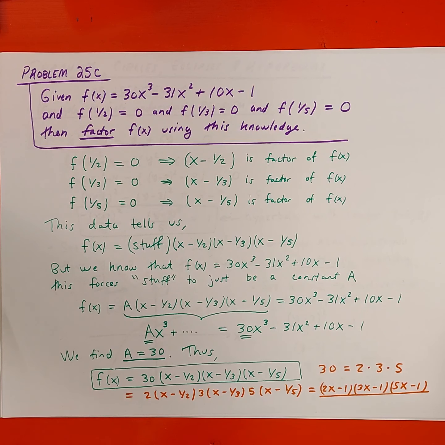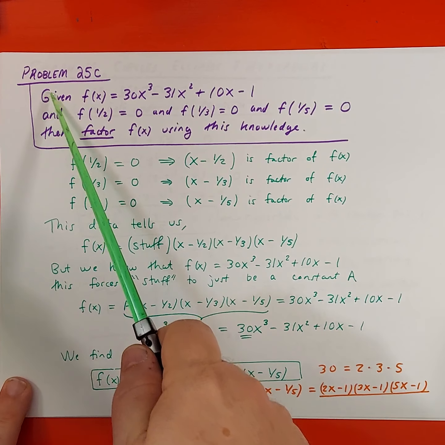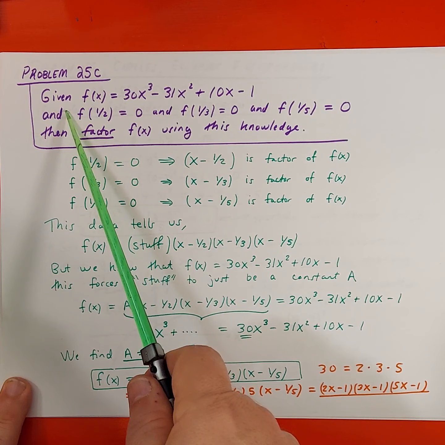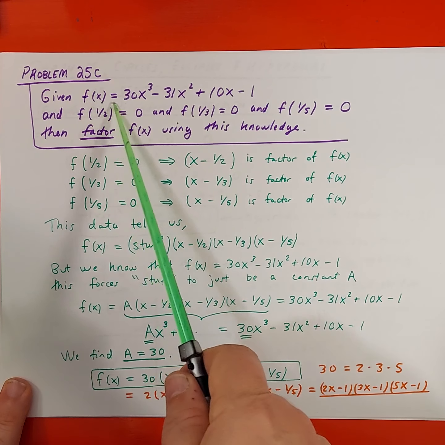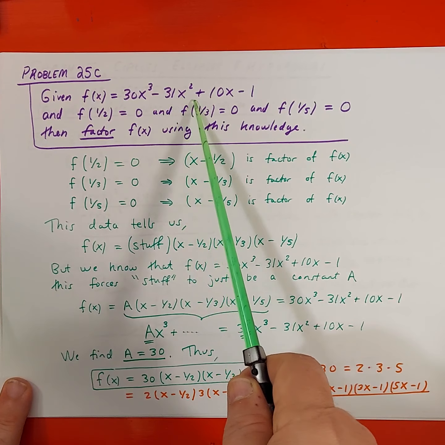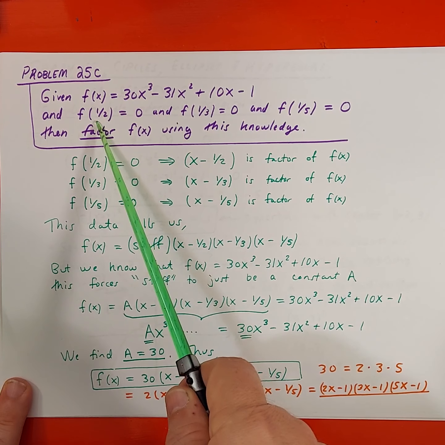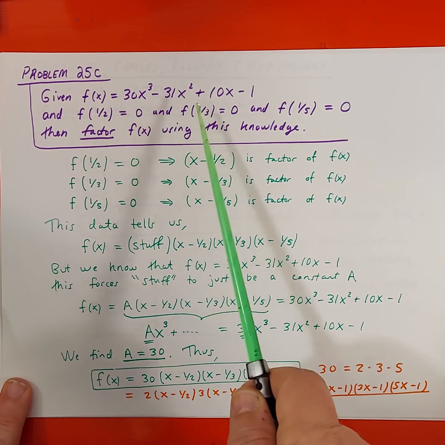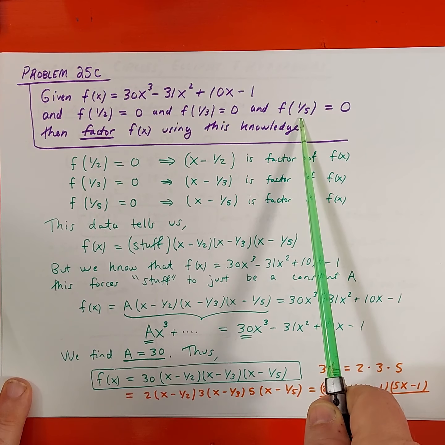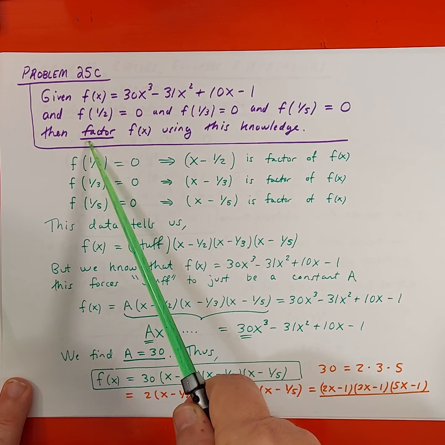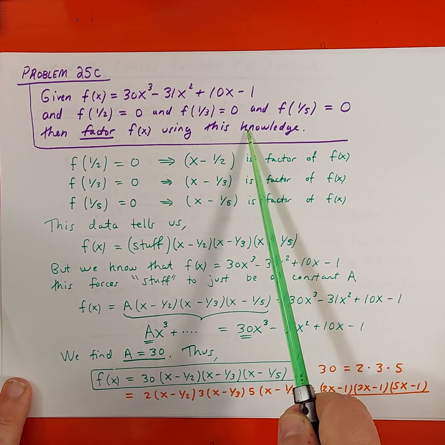All right, so I wanted to make you guys a short video about a couple questions. One was problem 25C, and so here's the problem. Given f of x is 30x cubed minus 31x squared plus 10x minus 1, and you also know that f of a half is 0, f of a third is 0, and f of a fifth is 0. We're supposed to factor f of x using this knowledge.